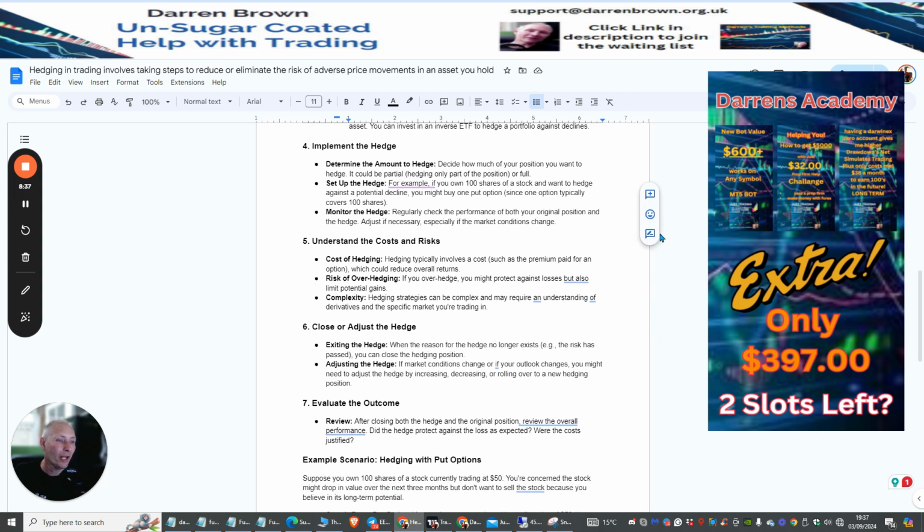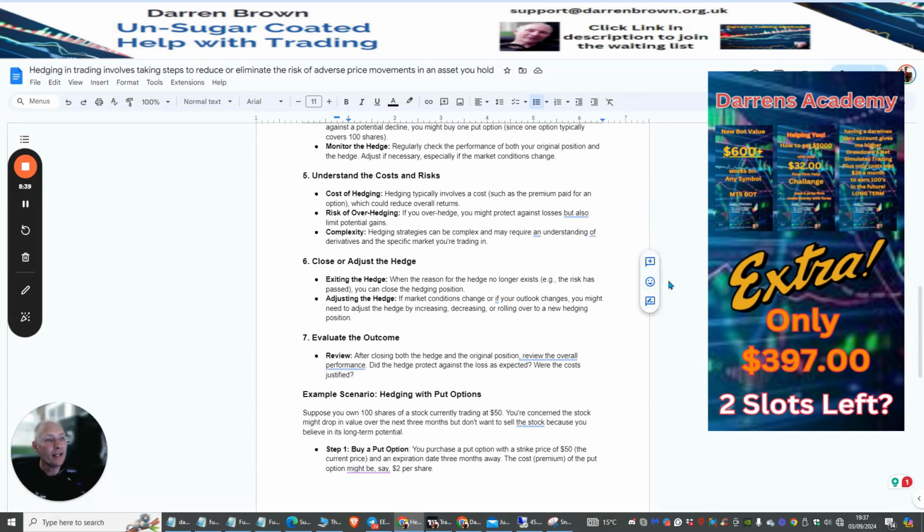Close or adjust your hedge. Exiting the hedge when the reason for the hedge no longer exists, e.g. the risk has passed, you can close the hedging position. Adjusting the hedge: if the market conditions change or your outlook changes, you might need to adjust the hedge by increasing or decreasing or rolling over to a new hedging position. Now evaluate the outcome. Review after closing both the hedge and the original position. Review the overall performance.